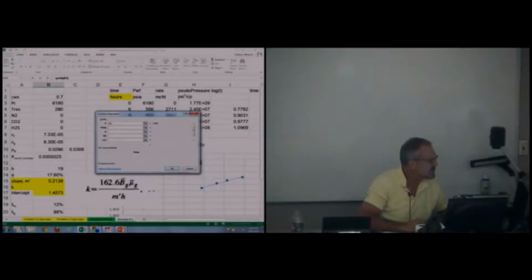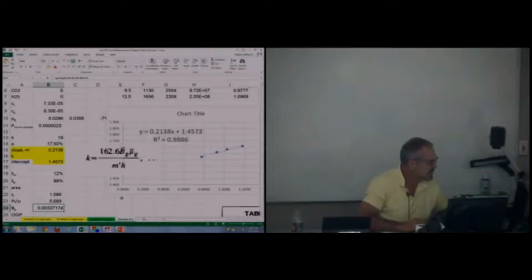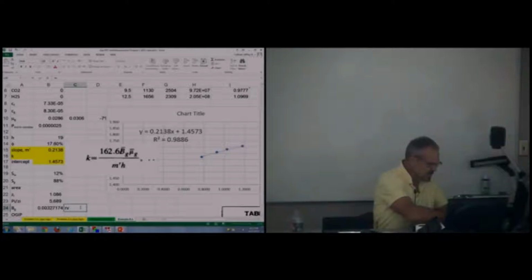Pressure 618, temperature's 200, gas gravity's 0.7. And this is the trouble a lot of people have. They think they're done, but they need to scroll down and get the last number in. Okay. So that's in reservoir volume per standard volume.